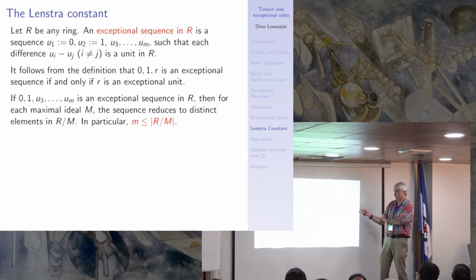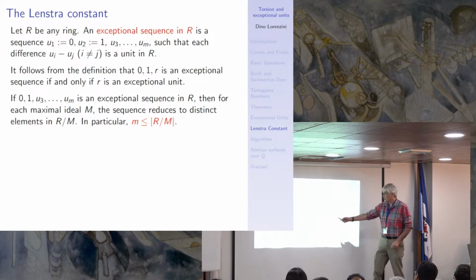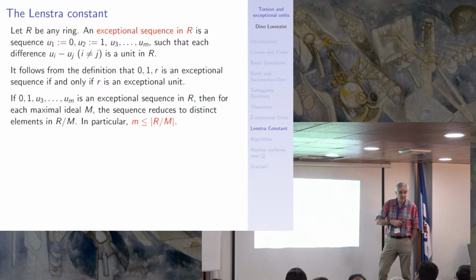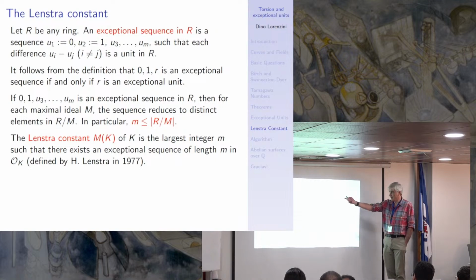All right, so just an easy fact about exceptional sequences. Since the differences are all units, if you reduce modulo a maximal ideal, the sequence injects, right? Because the differences are units, you're not going to go to 0, nothing collapses. So you have an easy upper bound for the maximal length you're ever going to find. It's exactly the smallest norm of a maximal ideal that you can find. And the Lenstra constant is the largest length of an exceptional sequence.